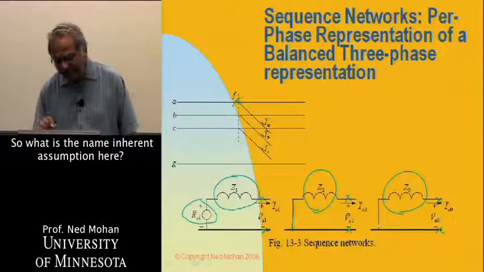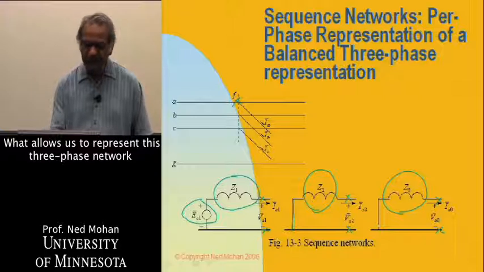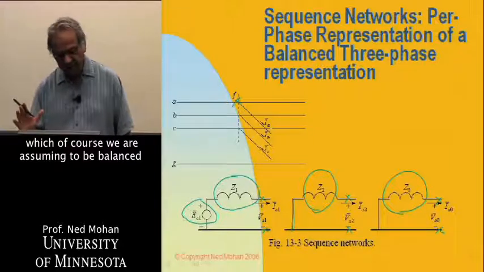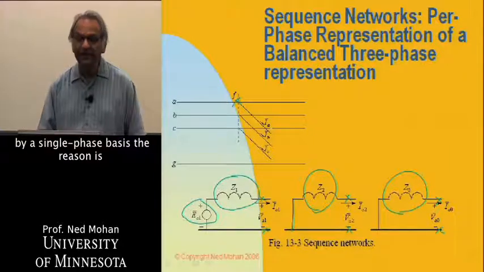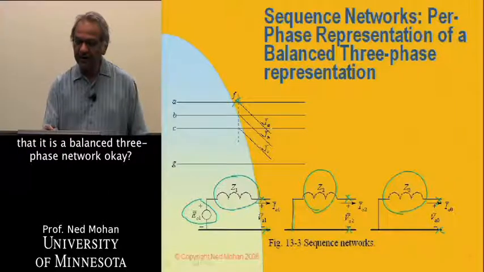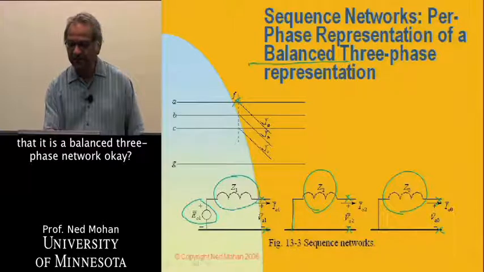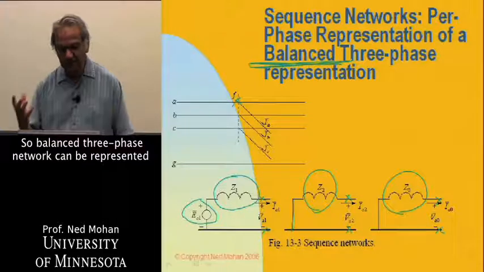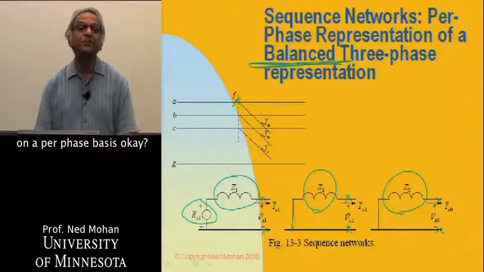So what is the inherent assumption here? What allows us to represent this three-phase network on a single phase basis? The reason is that we have made the assumption that it is a balanced three-phase network. So a balanced three-phase network can be represented on a per phase basis.